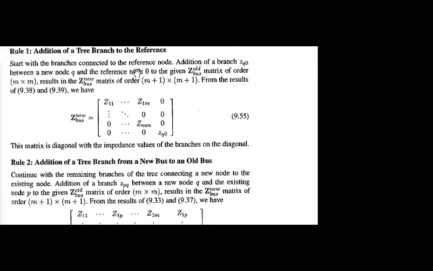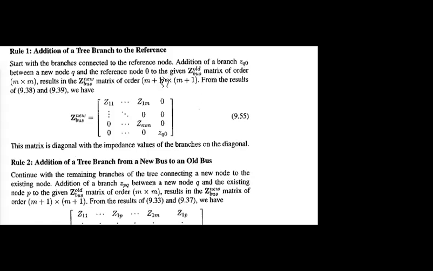Start with the branch connected to reference node. Addition of a branch. Another thing regarding the notation Z. Here you can see small z q0, right? Small z indicates impedance value between q and zero node. Q is the unknown node or new node where we want to connect the branch. Branch is connected between q and 0, and the impedance of that branch is small z.